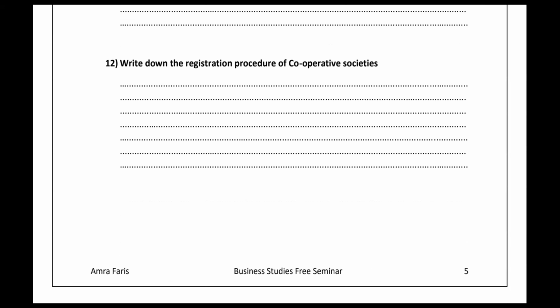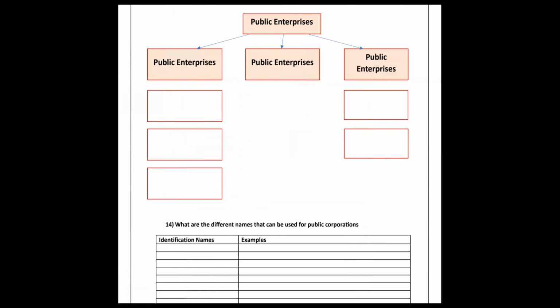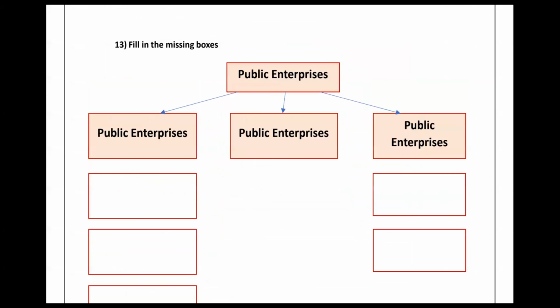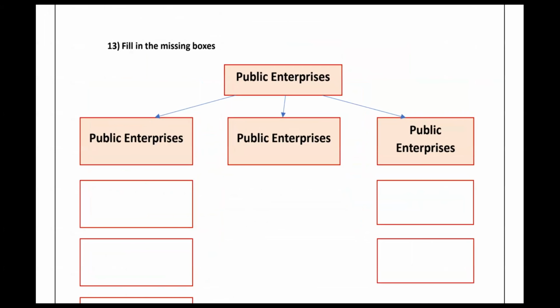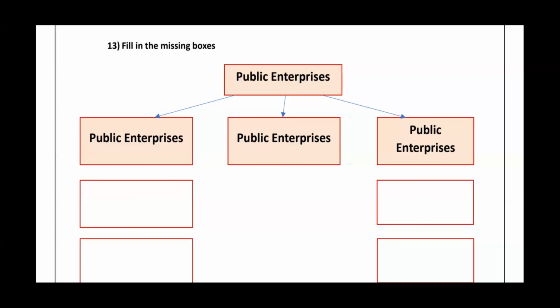Okay, so the registration process is completed. Now we are done with private sector businesses. We are coming to public sector businesses. So, filling the missing boxes. Public enterprises are first of all primarily divided into three. The board is not working. Give me 1 minute.